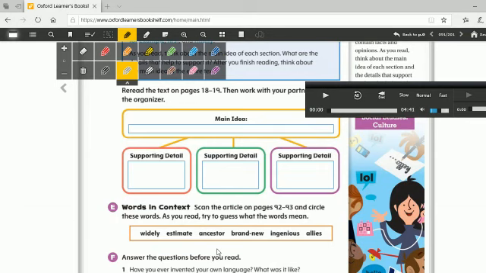Last time we started with vocabulary words of Unit 9. Today we are going to start with words in context. Let's read the words. Widely, estimate, ancestor, brand new, ingenious, allies.